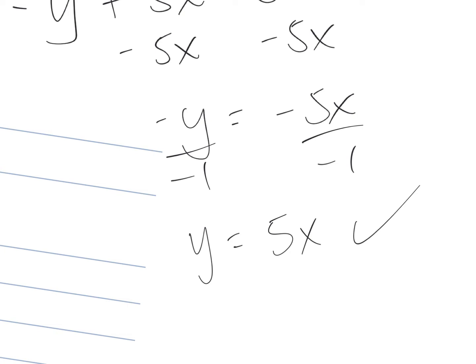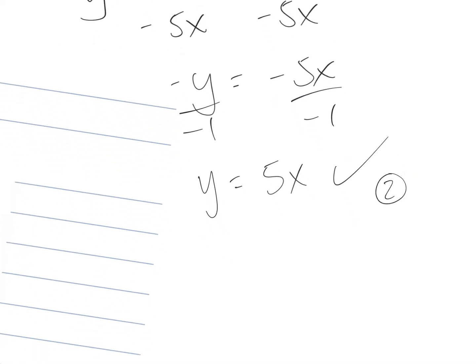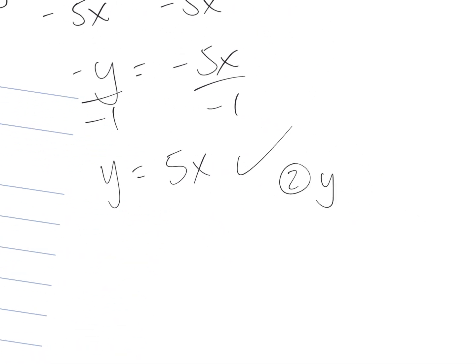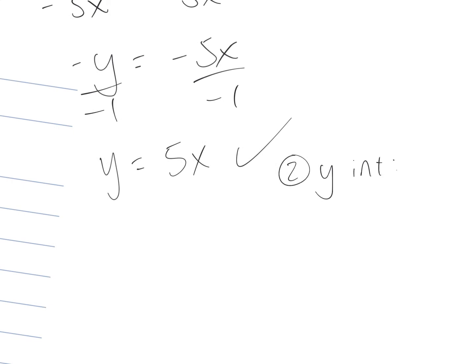What do I do next? What was step number 2? AJ? Find the y-intercept. Let's go. What is the y-intercept of this guy? It's 0, because there's no b value. So b must be equal to 0, which means what point is going to be on my graph, Gabriel? Caitlin? (0, 0).